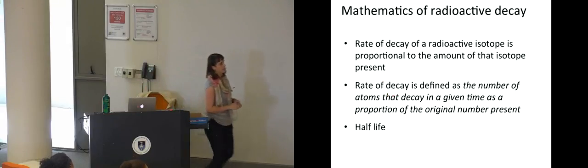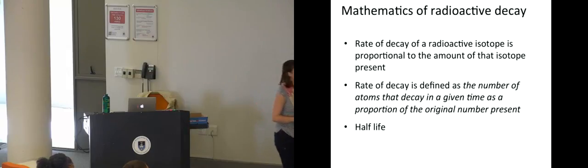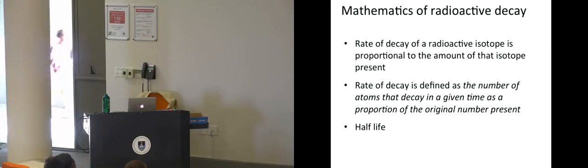In order to use this radioactive decay as a dating method, it's very important that we have some understanding of the rate of this decay, because that's what we have to understand to be able to solve for time and work out the age of old materials. The rate of decay of radioactive isotopes is proportional to the amount of the isotope present. This rate of decay is defined as the number of atoms that decay in a given time, proportional to the original number present. And this is known as the half-life.